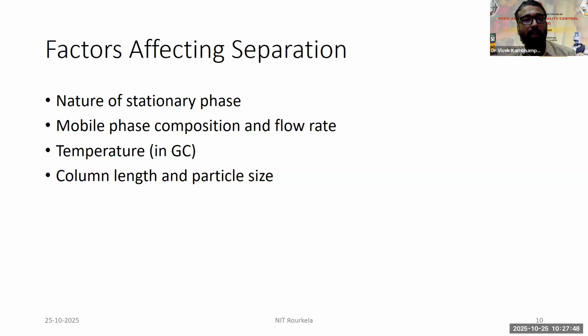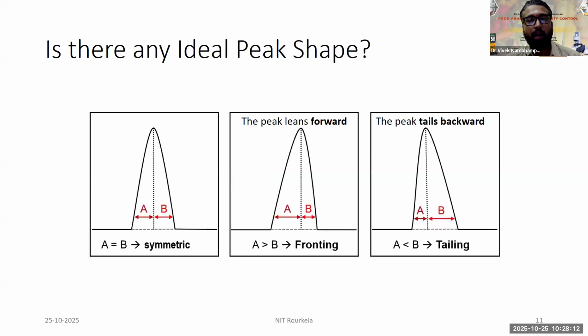Then the temperature in the column is also very important, because with respect to temperature, the component separation will be there. All these chromatographic principles are based on the separation of your different components. Column length and particle size are also very important in chromatography. See here, I would like to ask you people, is there any ideal peak shape in chromatography? Any one of you can answer.